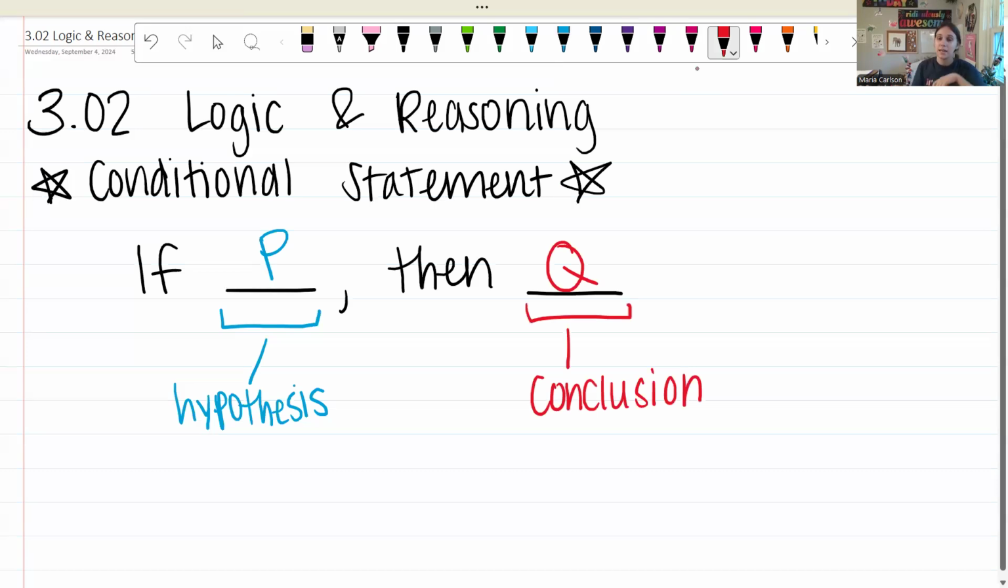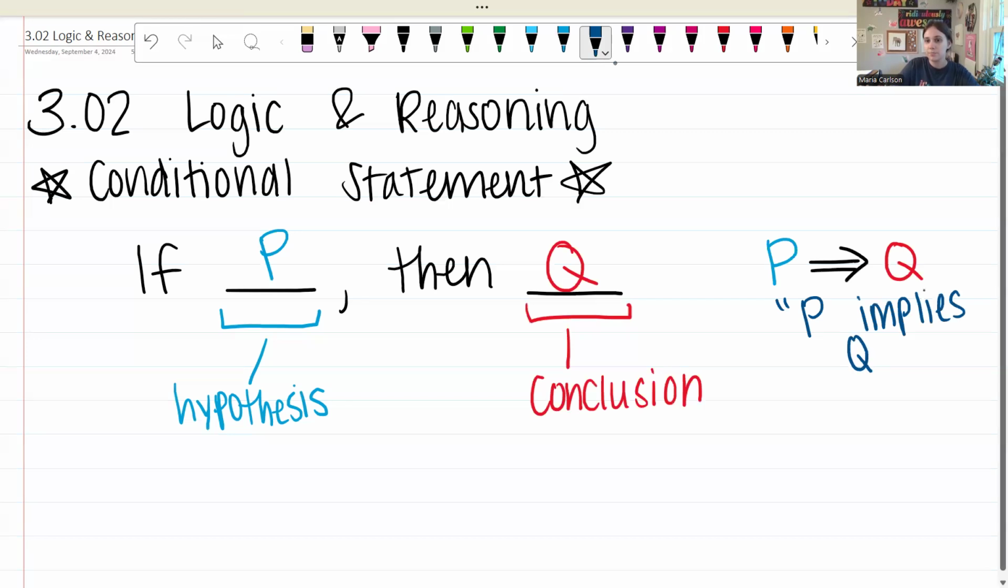Conditional statements can be true or false, just like a statement we had in math. A notation we might see to represent a conditional statement, if P then Q, would be P implies Q, which means statement P implies statement Q. If statement P is true, then statement Q is also true. So this is what that means.